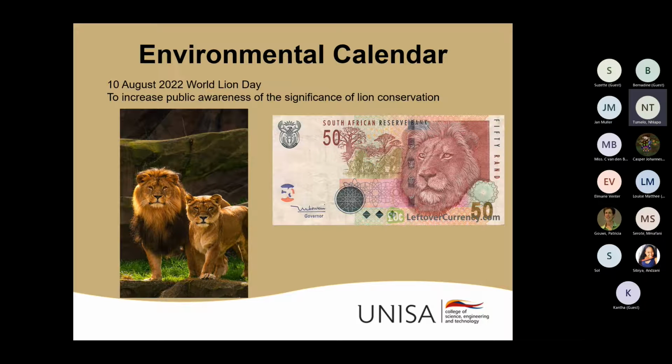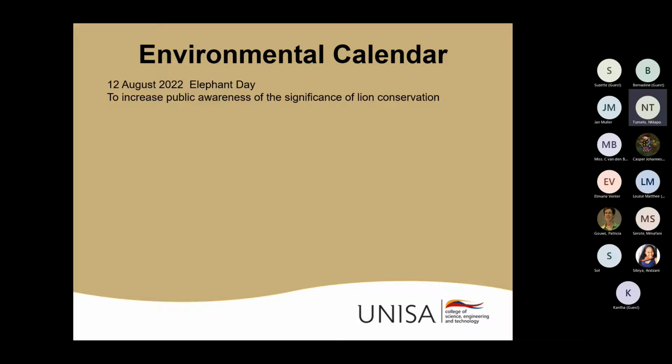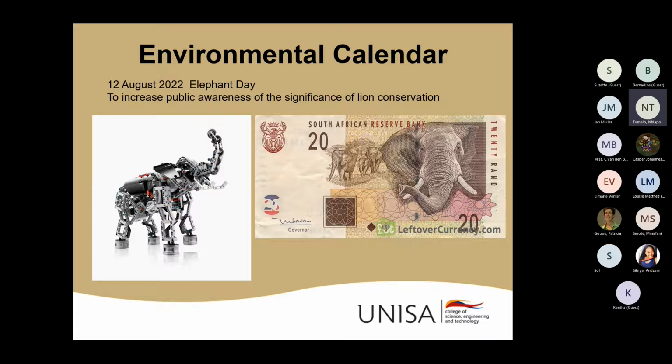And in South Africa, we have the lion on our 50 Rand note. Another thing I want you to tell me after: why do we consider a lion one of the Big 5 species in South Africa? Another Big 5 species is the elephant, which was celebrated on the 12th. Same thing, the purpose of this was to increase public awareness. I see there it says significance of lion conservation; he meant to say elephant conservation.